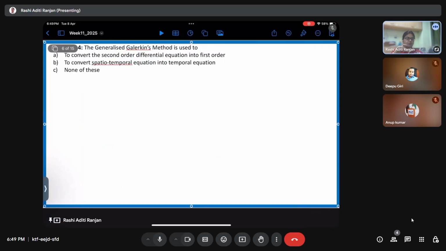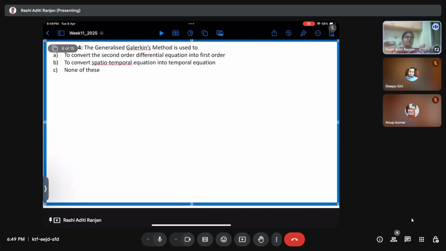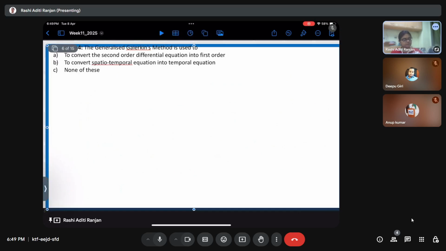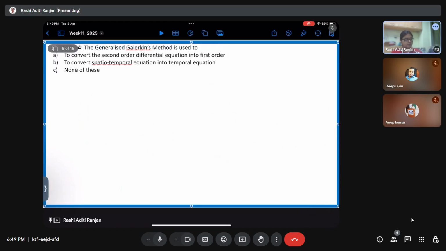Now we'll talk about question number 4. Question number 4 is that the generalized Galerkin's method is used to. Okay, first, I have this kind of a material. Okay, let us say that it's an elastomer.